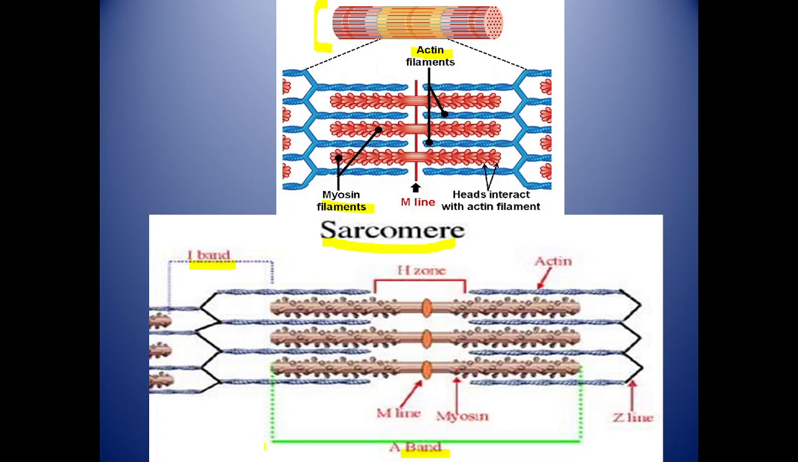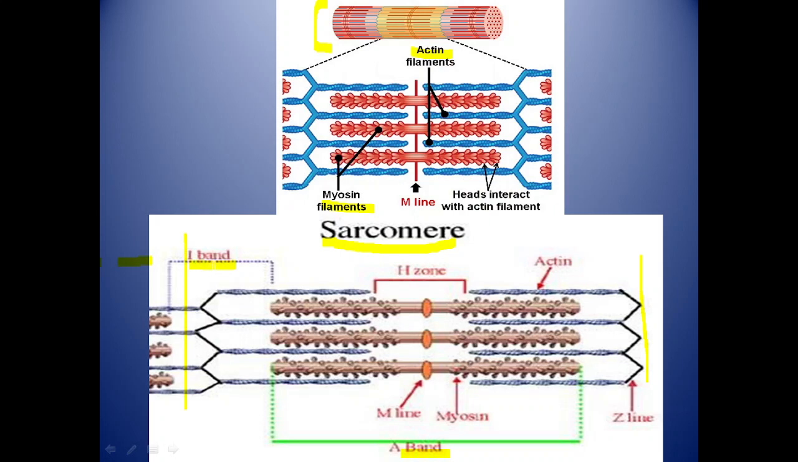So alternately, this is the dark band, this is the light band, again followed by the dark band and again the light band. So it will continue. Now, from one I band to the next I band: 50% of one I band, one complete dark A band, and 50% of the next I band. Together, this entire stretch constitutes the sarcomere. This is one functional unit for movement of muscles.